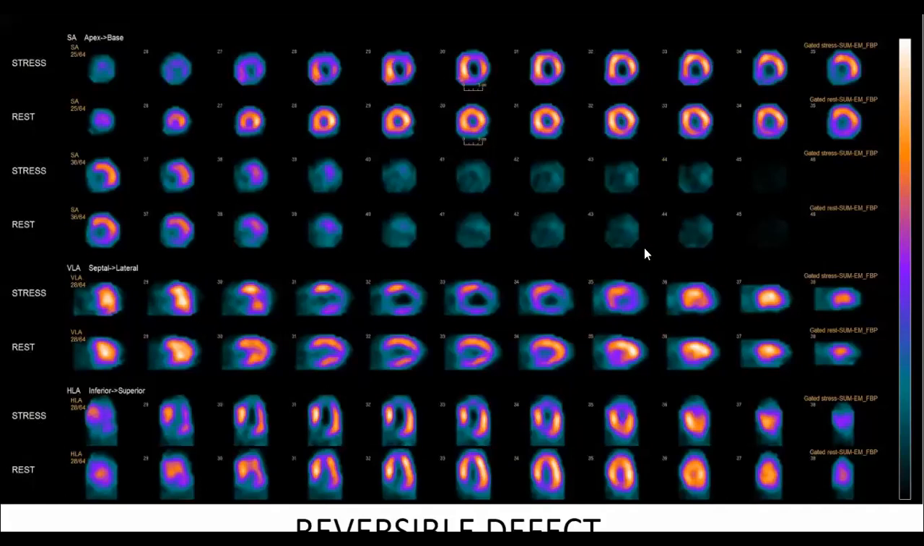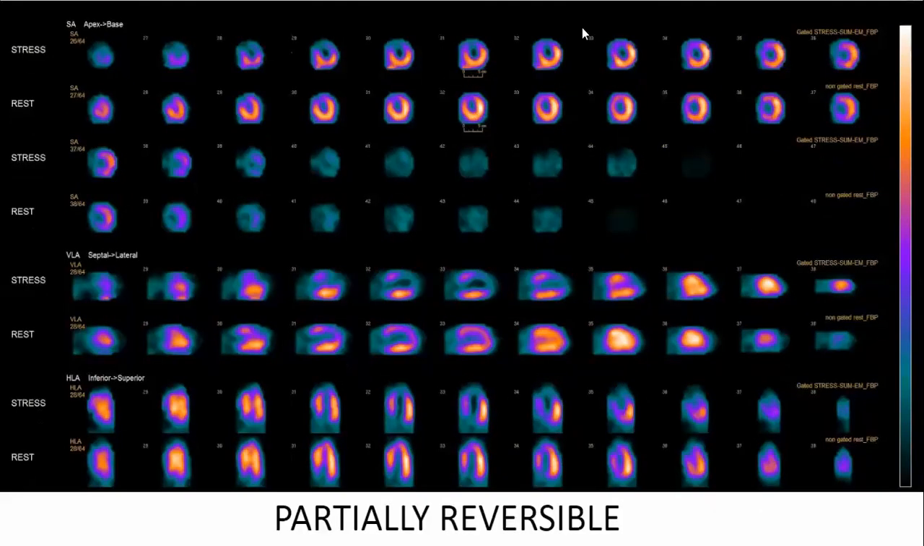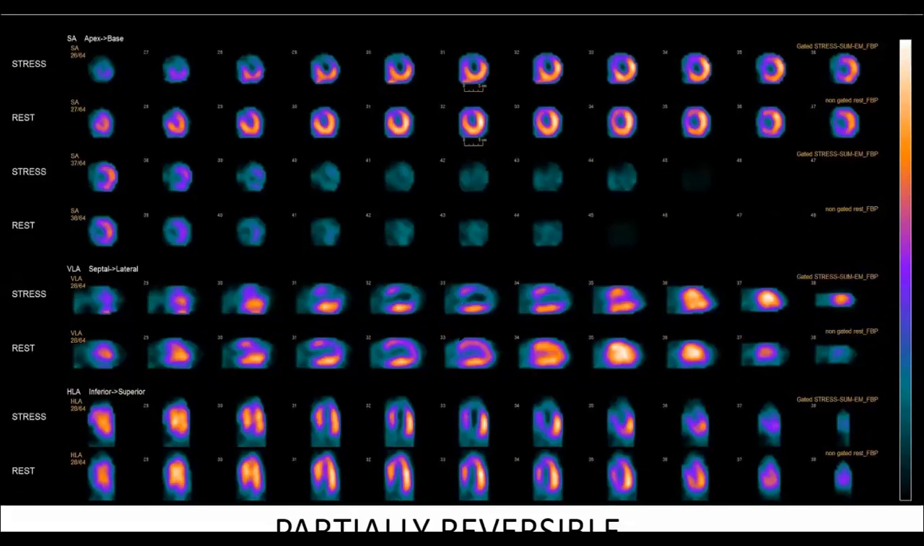Then a partially reversible one, how is it going to look like? Take it like this case: it is not showing uptake, and at the rest level it is showing an uptake, but it's not bright like this. Here it's showing no uptake or very little uptake at stress, and then at rest showing uptake, but it's not that bright as compared to the adjacent myocardium. This is a partially reversible defect.